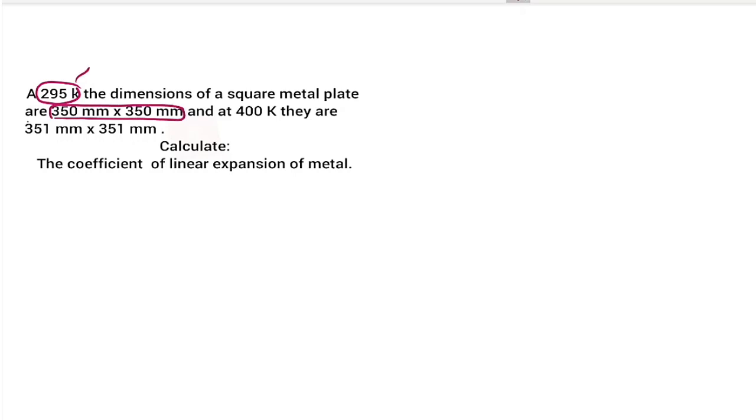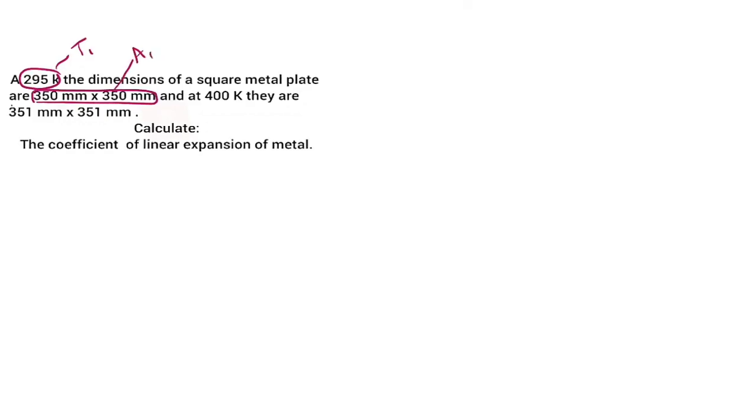That means this is T1. This is area 1. Then the temperature increases from this 295 to 400 K here. Then also the dimension increases. Here it is matching with this temperature. So that means this dimension is for area 2. This is temperature 2. Then they said calculate the coefficient of linear expansion of this metal.